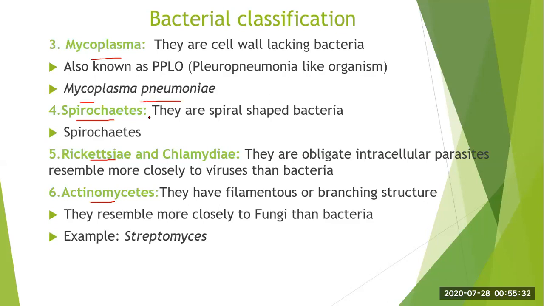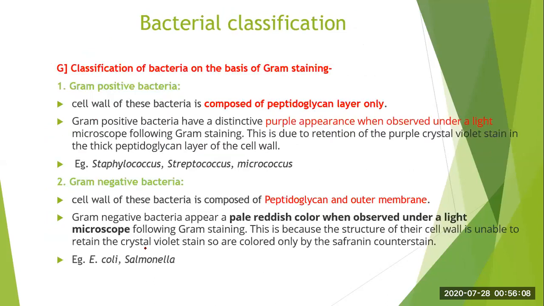Then Spirochaetes, which are spiral-shaped bacteria, and the example is just its name. Then Rickettsia and Chlamydia are obligate intracellular parasites that resemble bacteria. These bacteria also look like viruses. And our last one is Actinomycetes. They have a filamentous or branching structure, and they resemble fungi, they look like fungi, but they are bacteria. For example, Streptomyces. So these are our morphological classifications.